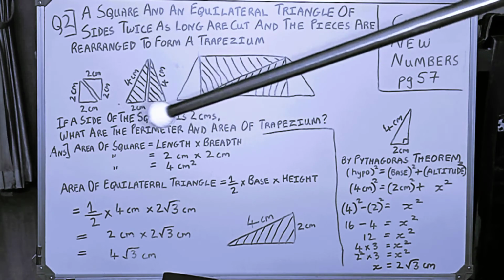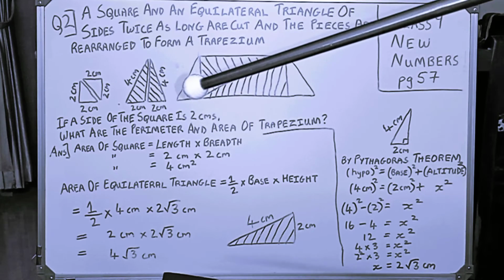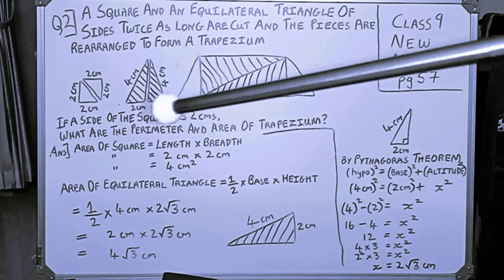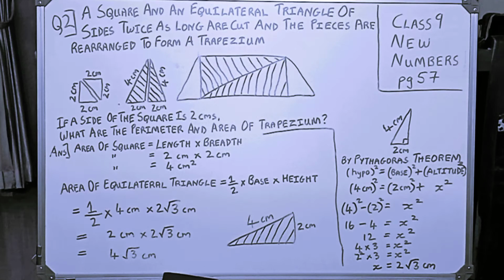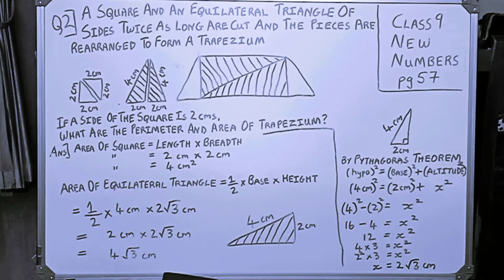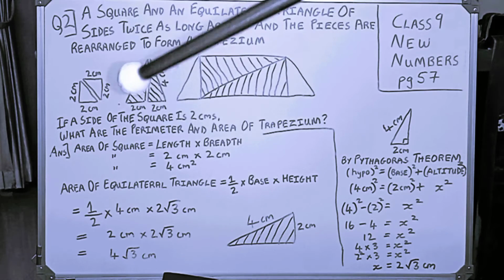Okay, if the side of the square is 2 centimeter, here it is written, if the side of the square is 2 centimeter, then we have to find out what is the perimeter and the area of this trapezium. Okay, this trapezium we need to find out. So firstly what we will do is write the things we have been given. Firstly we have been given the sides of the square, that is side of the square is 2 centimeter.